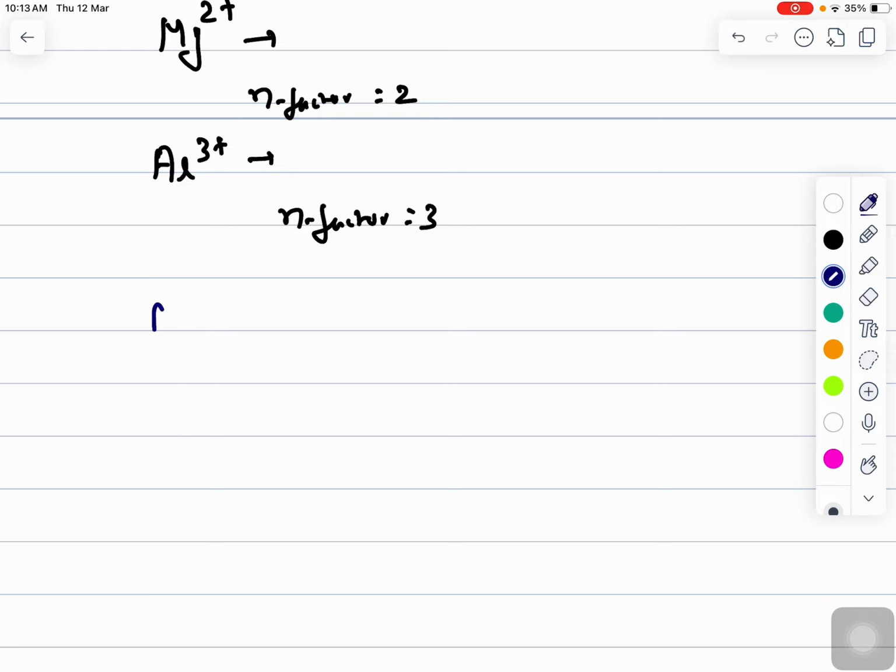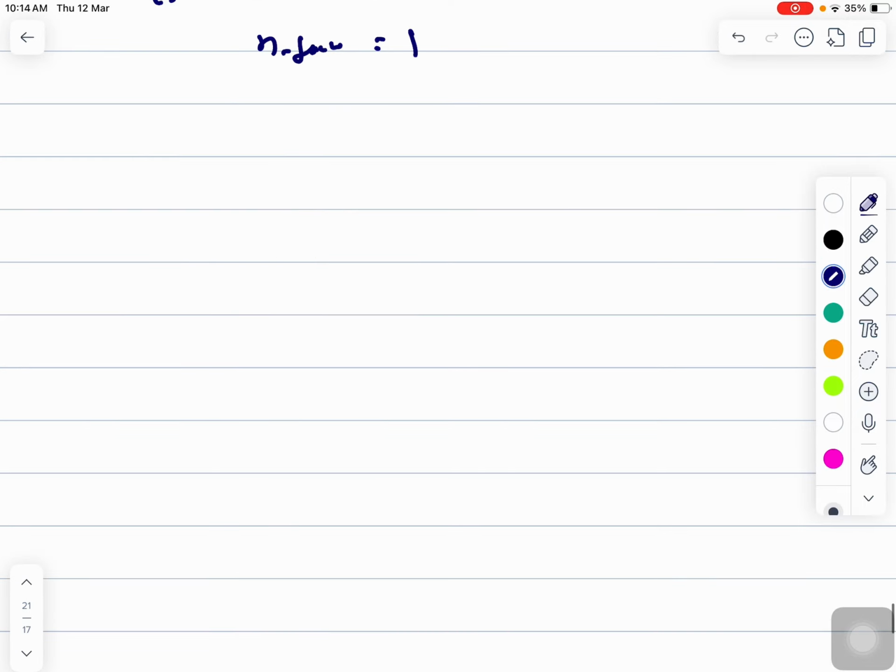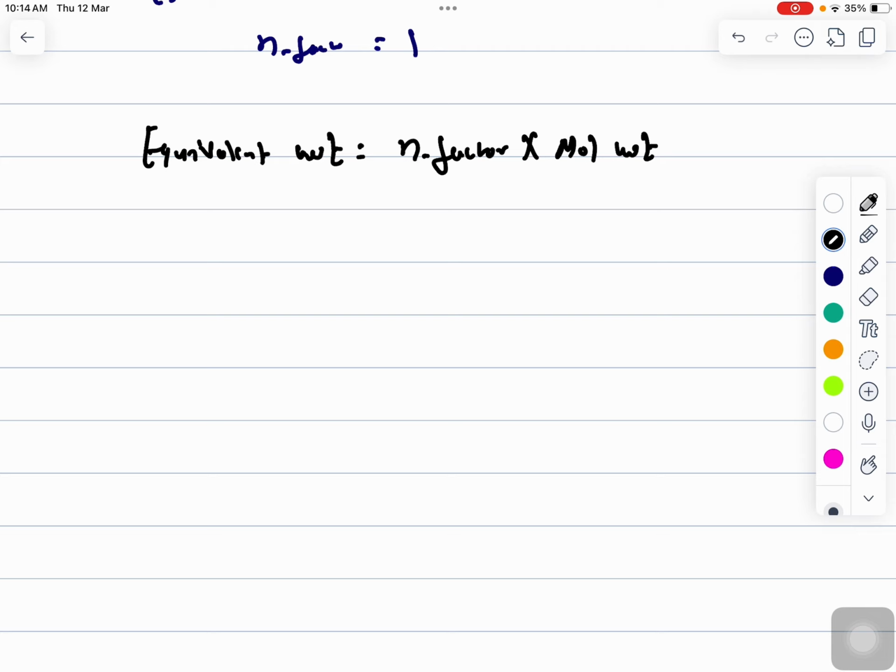Right. So let's say if I have to calculate the n factor for Cl minus, the n factor will be 1. Basically what we are doing, we have to write whatever amount of charge is being involved in the reaction. That's why we have to calculate the n factor or valency factor for that. Now this is your n factor for all the charged species. Is that clear? Now coming to equivalent weight, as I have told you, that is equal to molecular weight multiplied with n factor. Is that clear?